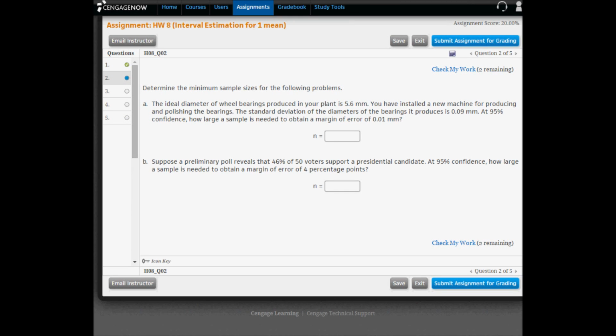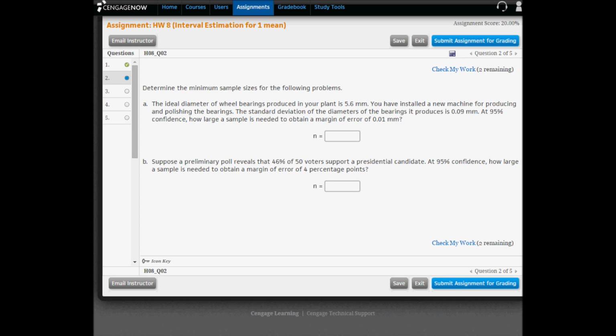In problem 2, we want to determine the minimum sample sizes for a given margin of error. The first problem is determining the minimum sample size for a mean confidence interval. Part B is the same, but we're talking about a proportions problem.